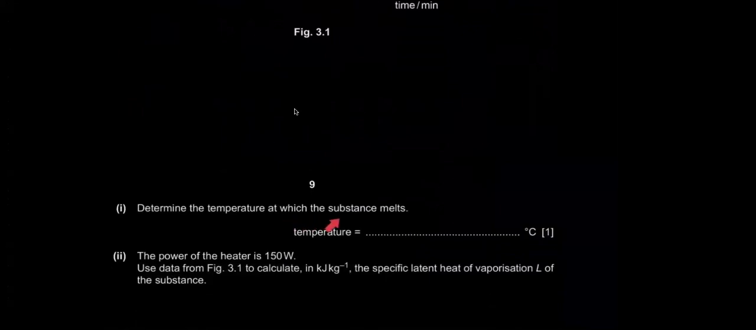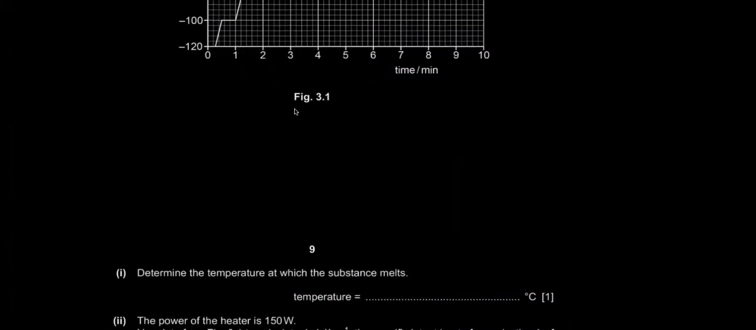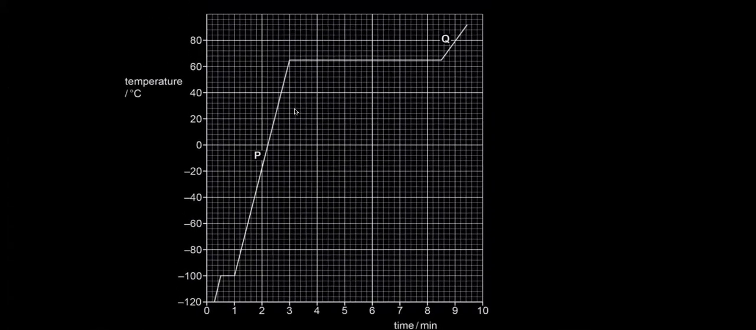Determine the temperature at which the substance melts. So if I look at this graph, I know that melting is a change of state, and that only occurs at a constant temperature, right? Constant temperature on this graph would mean a horizontal line, and I have two of those. I have one here, and then I have another one here. So which one should I select?